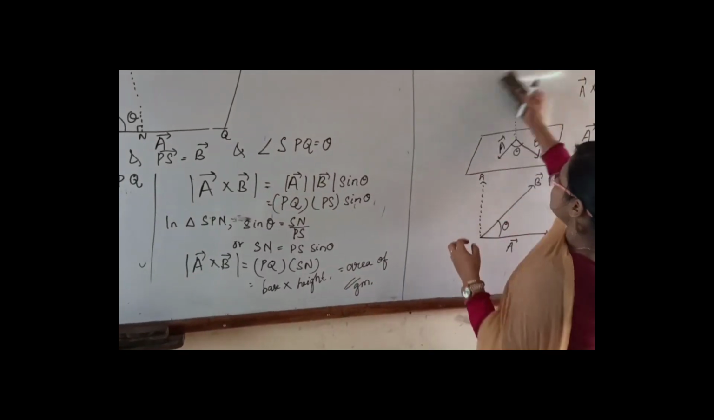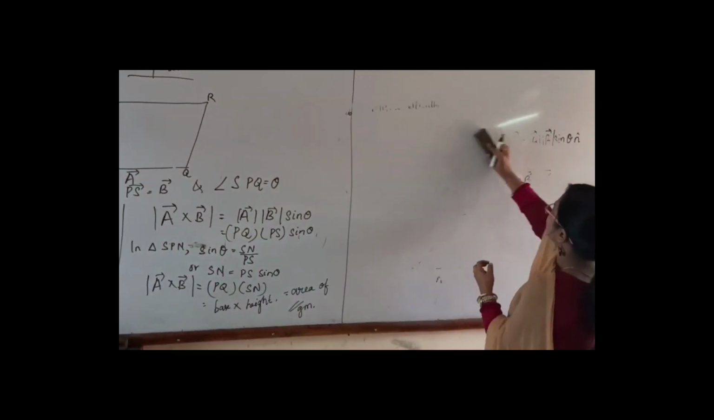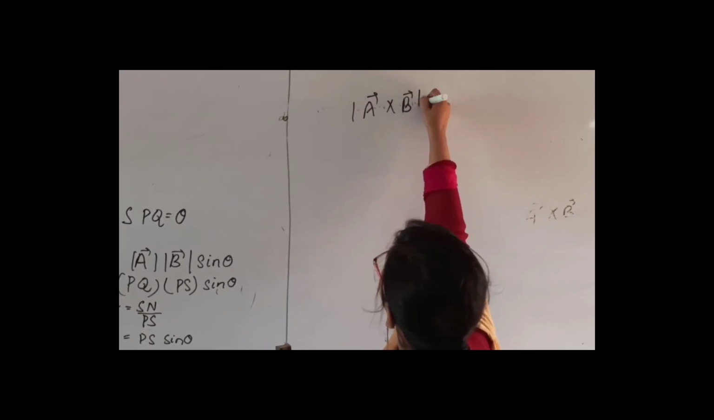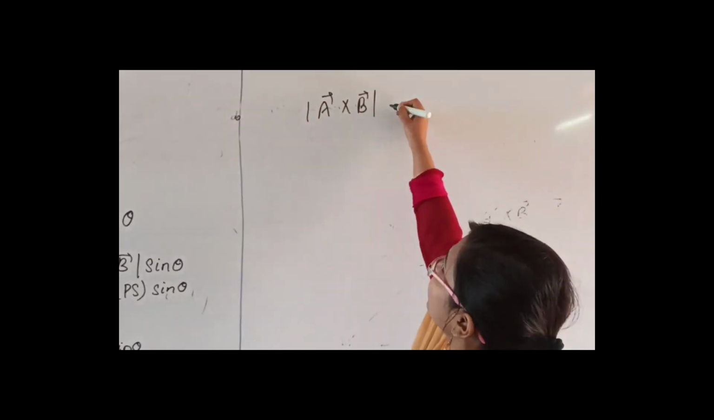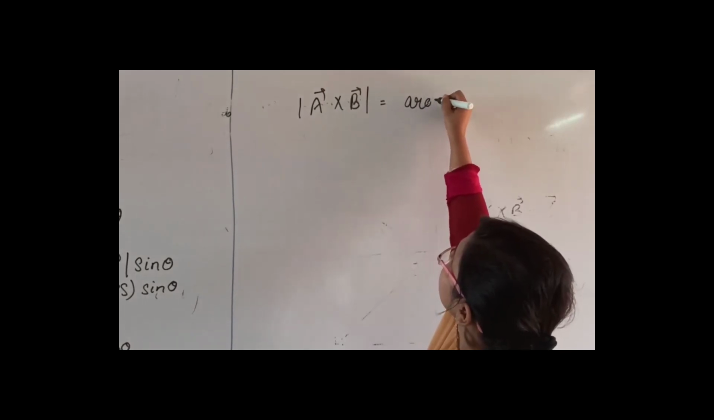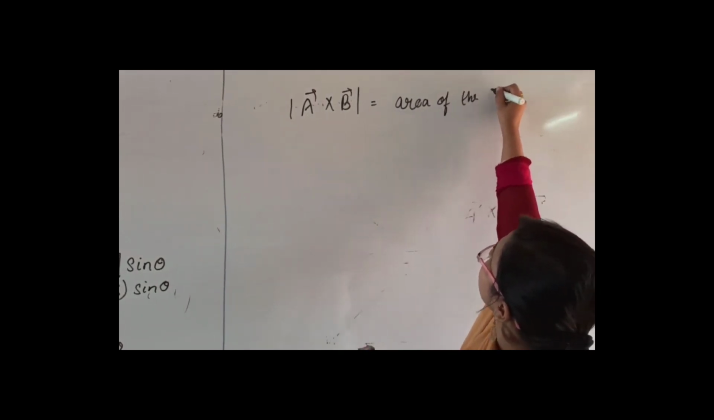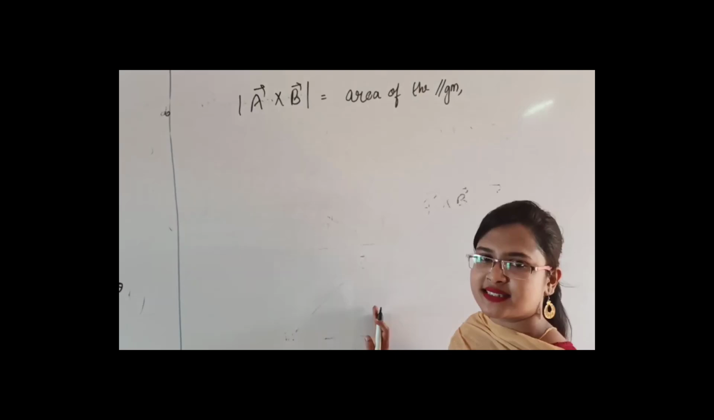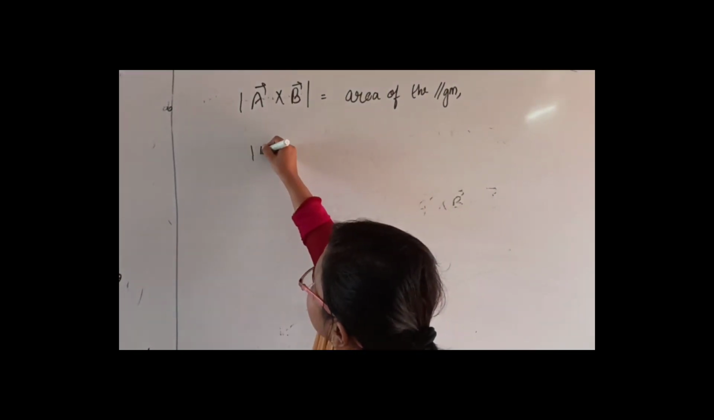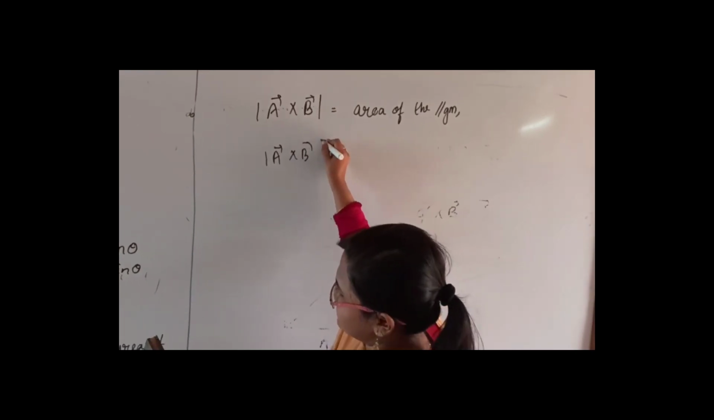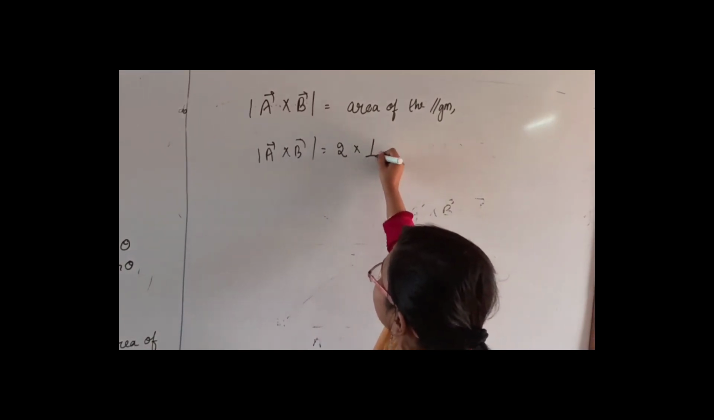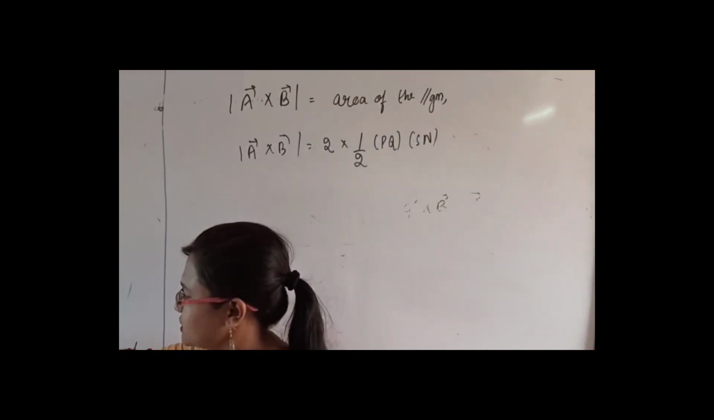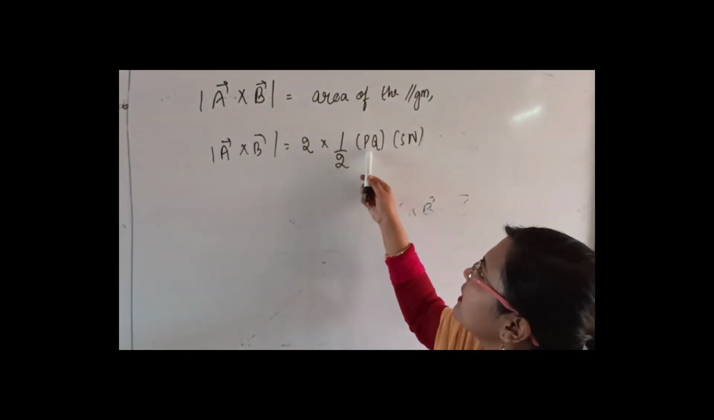Clearly, the magnitude of the cross product of two vectors is actually the area of the parallelogram having vector A and vector B, or two vectors, as its adjacent sides. Clear? Now simplifying it, if I want to do A cross B, I multiply it by 2 and by half PQ SN. I just substituted this A cross B and multiplied it by 2 and by half PQ SN.